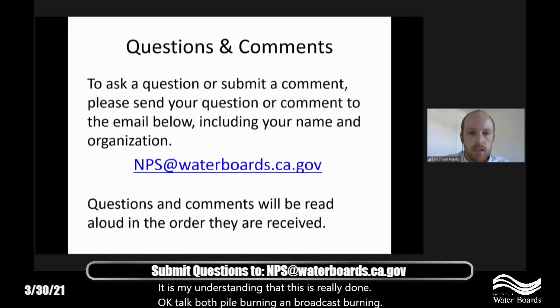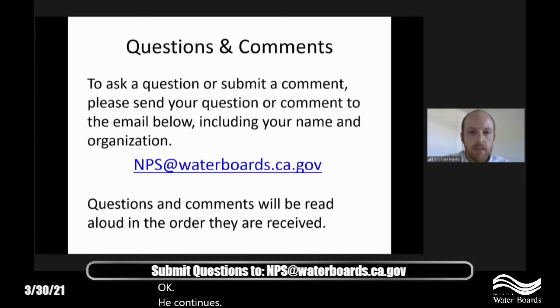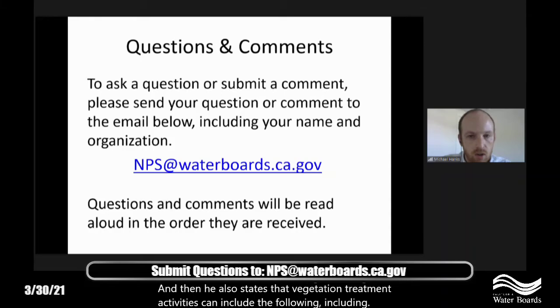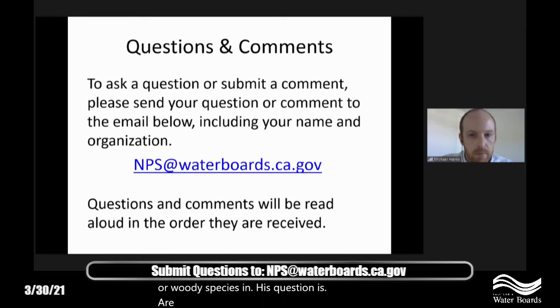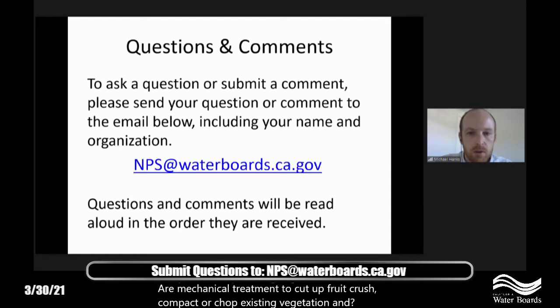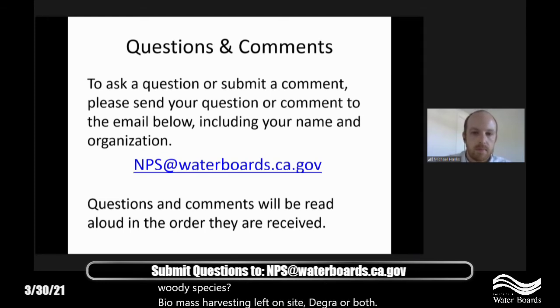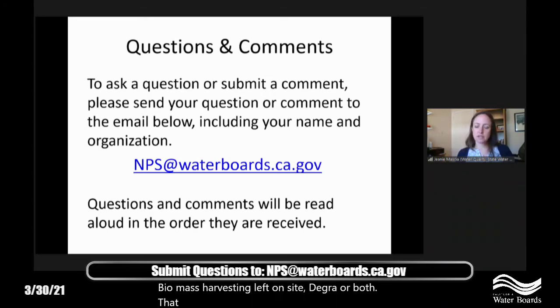Okay. He continues, mechanical treatment to cut, uproot, crush, compact, or chop existing vegetation. And then he also states that vegetation treatment activities can include manual treatment to cut, clear, or prune herbaceous or woody species. And his question is, are mechanical treatment and manual treatment biomass harvesting left on site to rot or both? That is a good question, and I do not know the answer to that.